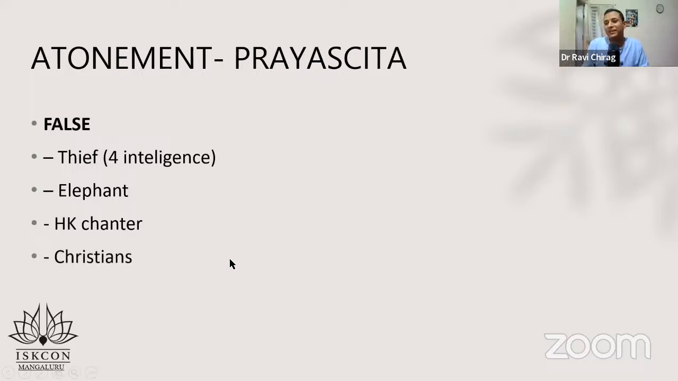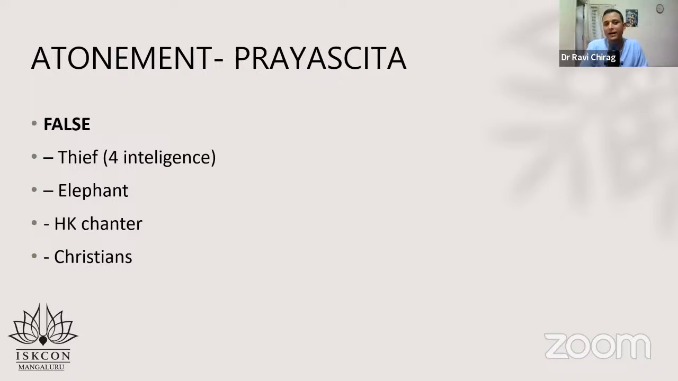Prabhupada also gives the Christians example. What will they do? They will go to the church on Saturday and confess to the preacher, the father. They will say, Father, I have done certain sinful activity, I want to confess it. Then he will confess to God that he has done bad activity. But is it changing the heart of that person? No. He will again go to society, again perform sinful activity. Again Saturday will come, again he will come and confess. False atonement. Prayashchit.